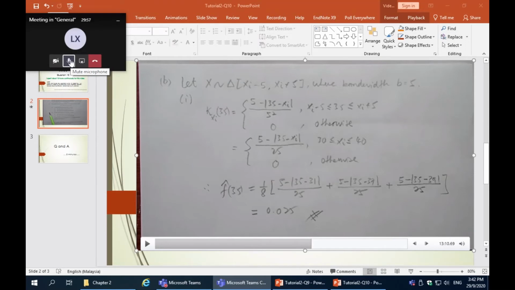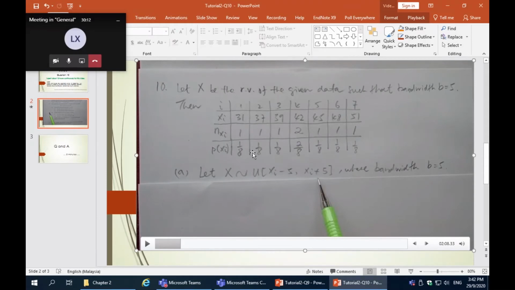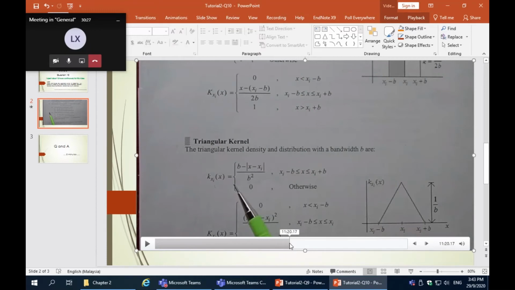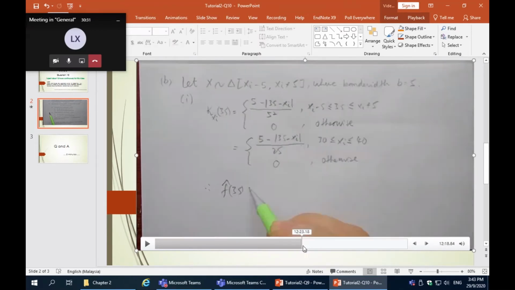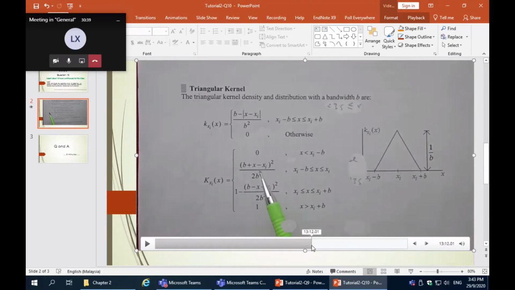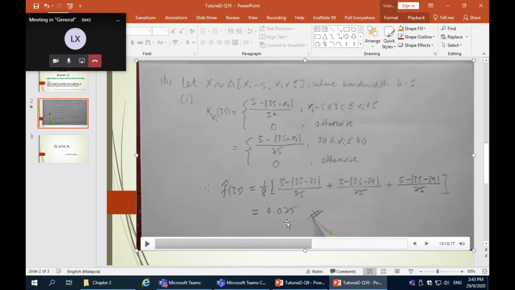Okay, once you have rearranged this interval, obviously we know that we have 3 data falling in this group, that is from 30 to 40. If you look at our chart here, we have 3 data only, that is 31 to 39, with the same probability. The rest will give you 0, so you only consider 31, 37, 39. Therefore you will have this result, 0.025. So we carry on to part 2, still under this triangular kernel distribution.